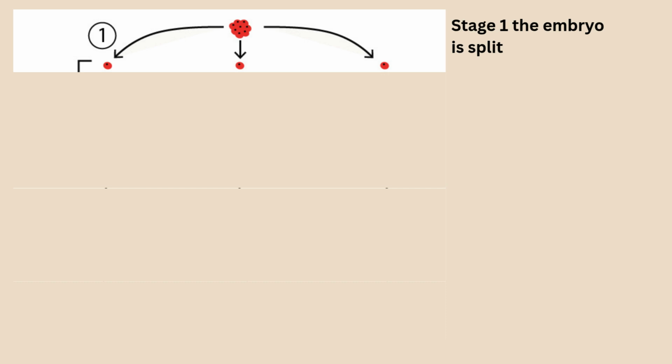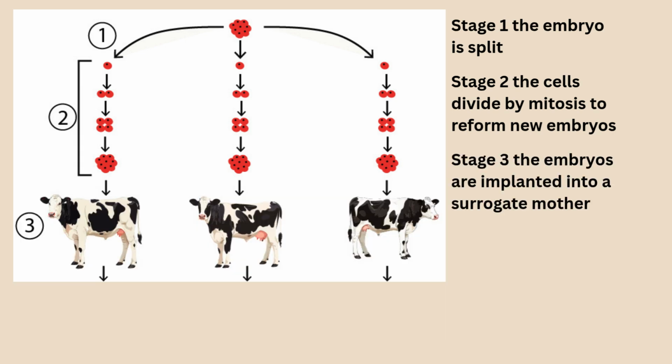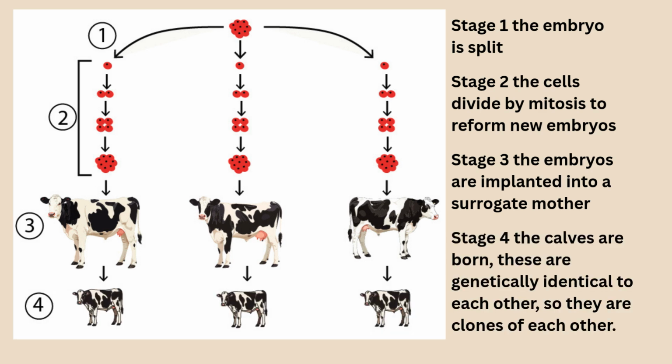This embryo is then split, and the cells will divide by mitosis to reform new embryos. These embryos are then implanted into a surrogate mother, and the calves are then born. In stage 4, these calves are genetically identical to each other, so they are clones of each other, because they all came from the original embryo.